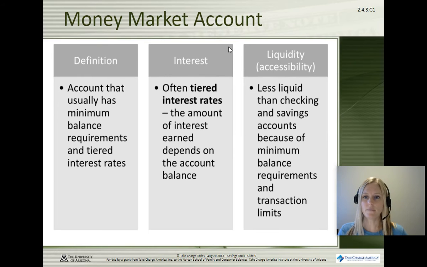This is going to be less liquid than checking and savings accounts because of those minimum balance requirements. It may require that you have $500 or $5,000 to start and open the account in the first place. And then they might allow you to withdraw, but you have to leave a certain amount of money in there, say $500 or $1,000. And so that means that you're not able to actually access all of your money really easily. Or if you do get it out, there may be some penalty fees involved.